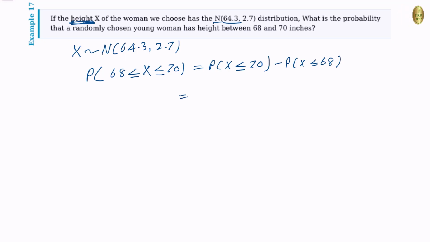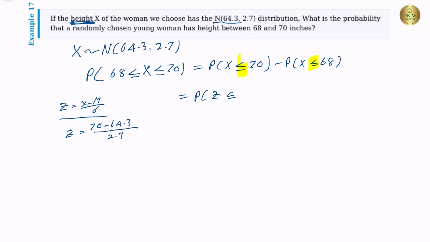Then what is the next step? Next step is to convert to the z, because both cases use z less than or equal. Therefore, we don't have to worry. We can convert to the z. How do we convert to the z? Z equals x minus mu over sigma. For the first one, z equals x is 70 minus 64.3 divided by 2.7. So that is 2.111. For two decimals, I write 2.11.